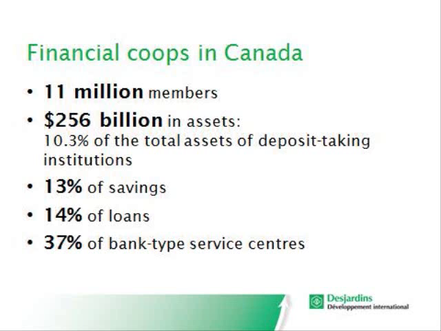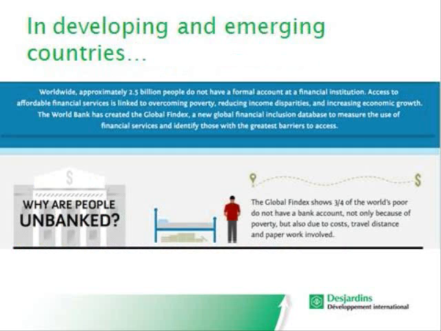First, in Canada, as you may know, 1 out of 3 individuals is a member of a Caisse Populaire or a credit union. In total, there are 900 Caisse or credit unions in the country. These financial institutions have total assets of more than $250 billion. That's over 10% of total assets of all deposit-taking institutions. That's more than 13% of all savings collected, 14% of all loans given out, and 37% of all bank-type service centers, which is proof of the greater accessibility provided by co-ops. So financial co-ops hold a very important place, as you can see, on the financial market in Canada.